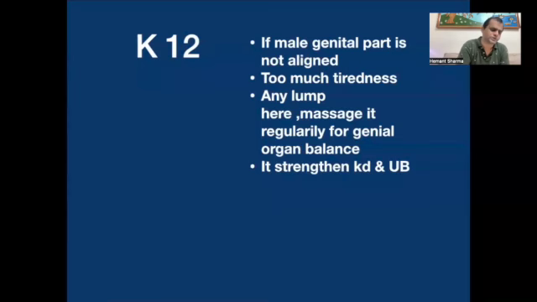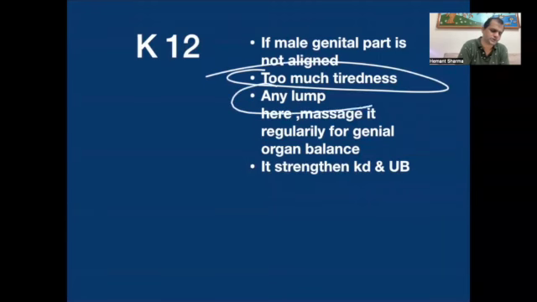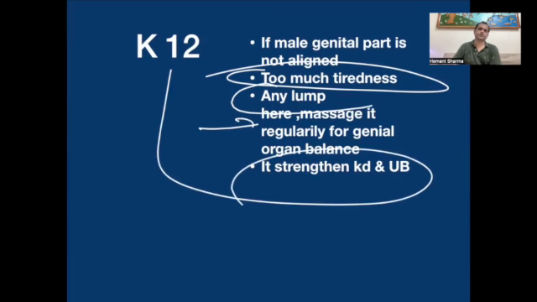And we know the kidney is also connected with too much tiredness, and any lump formation here. Massage regularly on this point for balancing. यहाँ पर लम्प का निर्माण मिले तो इस पॉइंट को मसाज करिए और imbalance को निकालिए. This is a very good point and strengthens the kidney and urinary bladder. हमारी किडनी और यूरिनरी ब्लैडर को स्ट्रेंथन करने वाला एक बहुत ही स्पेशल पॉइंट है किडनी 12.